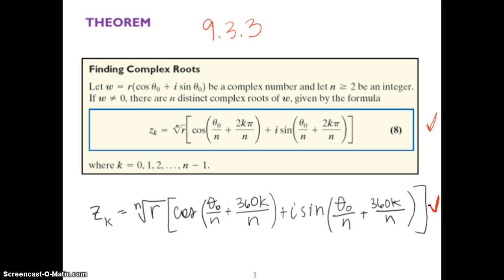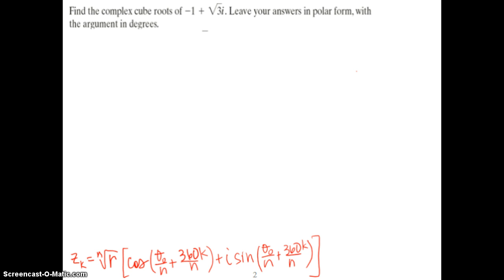So here's the formula that we're going to be using if we're finding complex roots and leaving our answers in degree form. It's the same formula. The radian one obviously uses 2 pi, whereas the degree one uses 360. So, for example, if we're given a problem like this that says find the complex cube roots of -1 plus root 3i. Leave your answers in polar form with the argument in degrees.